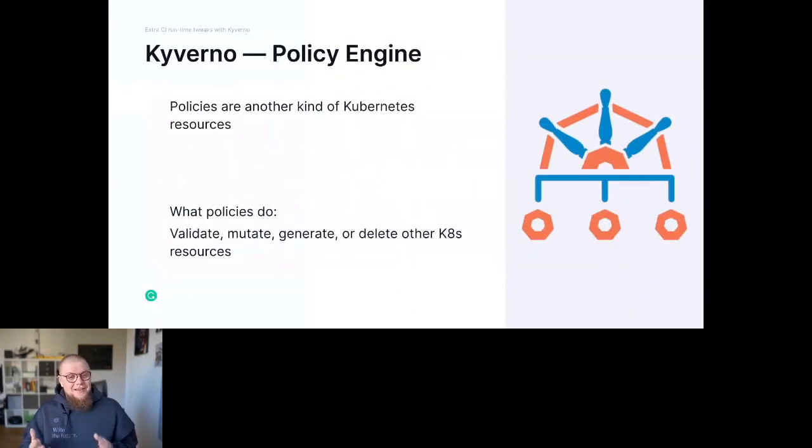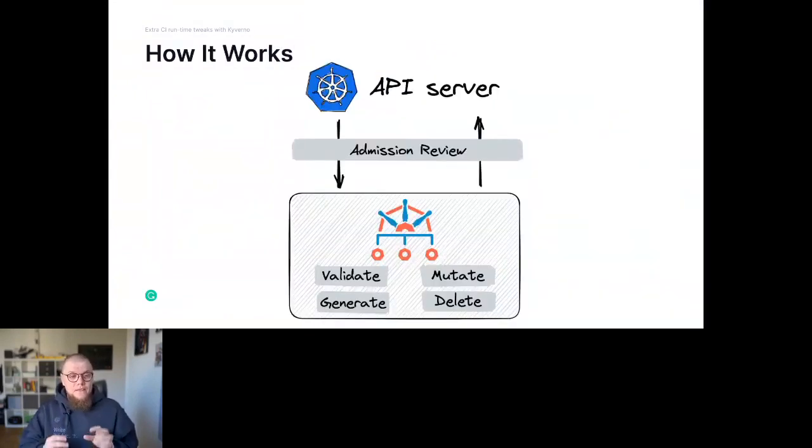Kyverno is a policy engine. A policy is just another kind of Kubernetes resource, so it integrates seamlessly. A policy can validate certain conditions and mutate, generate, or delete Kubernetes resources on the fly. Kyverno runs as a dynamic admission controller in a Kubernetes cluster. It receives validating and mutating admission callbacks from the kube server and applies matching policies to return results that enforce admission policies or reject the requests.